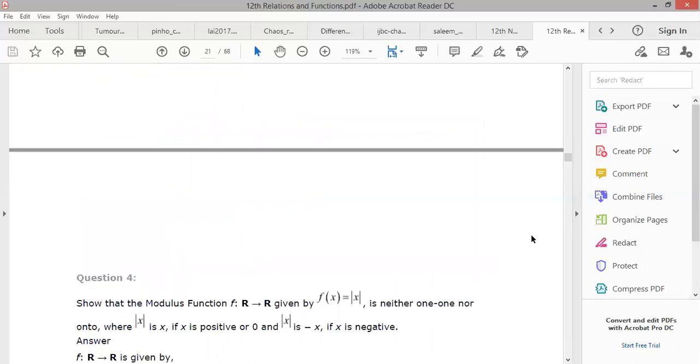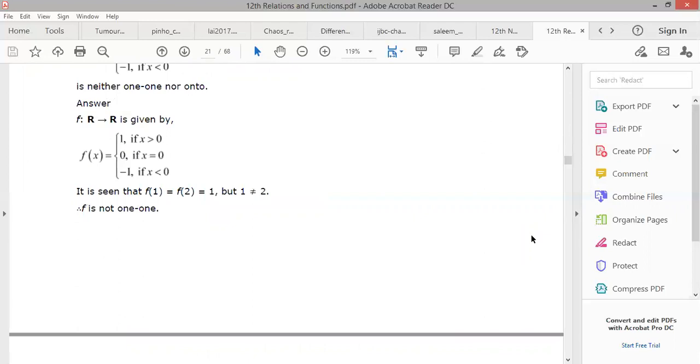You have so many questions here, like the modulus function and other questions. Try your best to solve these questions. If you are able to solve these, then it's okay. If not, you can ask in the comment section. I will be more than happy to answer your queries. Thank you for joining the class. Thank you once again.